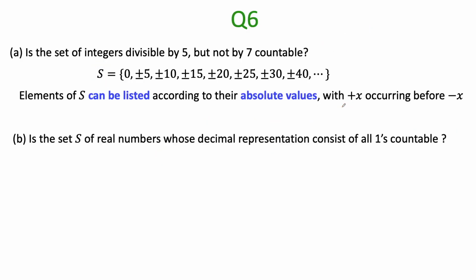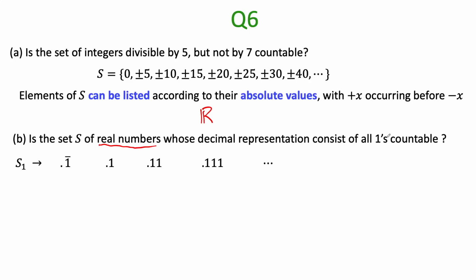Part B, we want to find out whether the set of all real numbers whose decimal representation consists of only ones is countable or not. Remember, the set of real numbers is uncountable, we proved that. But here we are not focusing on the set of all real numbers, only on the real numbers whose decimal representation has only ones, no other digit. It turns out that this set is countable because I can view it as a union of several countable sets.